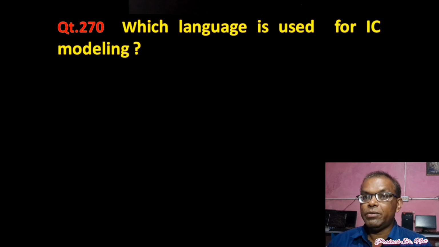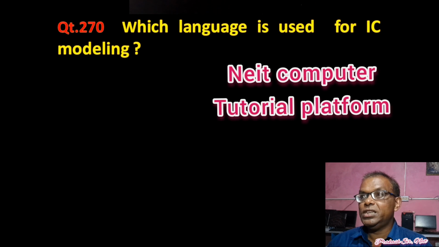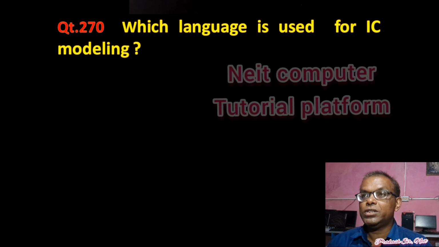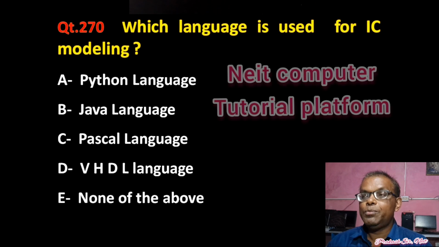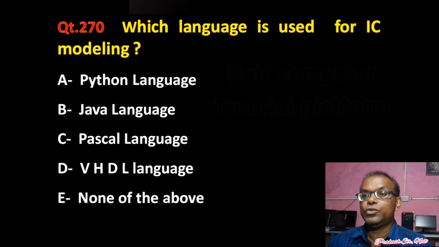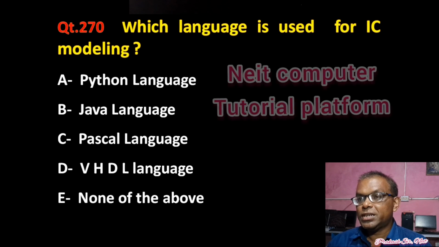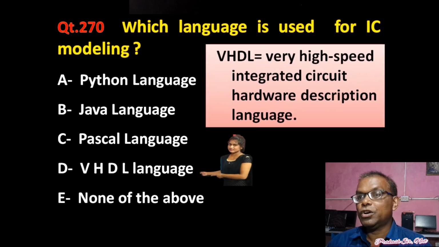Question number 270 is, which language is used for IC modeling? This is a hardware question. For IC modeling, which language is used? If you think about C language, Java language, Python language, .NET, so now you check all these alternatives and which one is the correct answer. Python language, Java language, Pascal language, VHDL language, and none of the above. So the correct answer is VHDL language. VHDL means very high speed integrated circuit hardware description language. So this programming language is used for IC modeling.